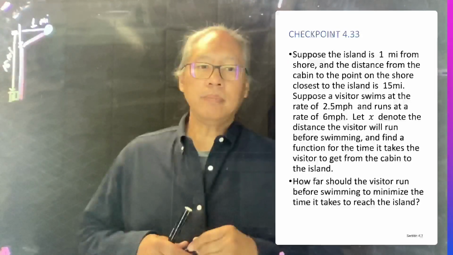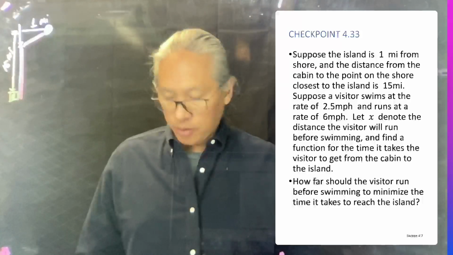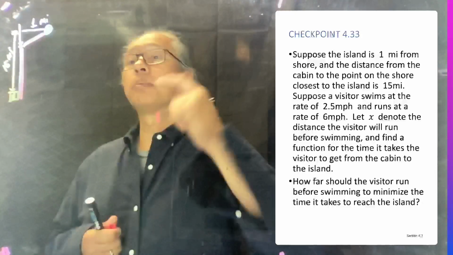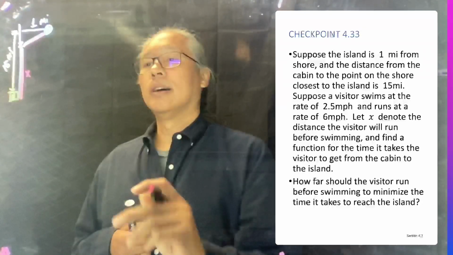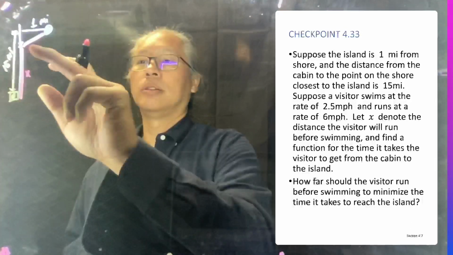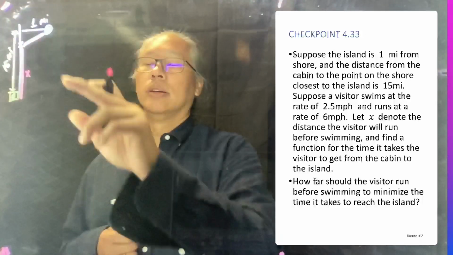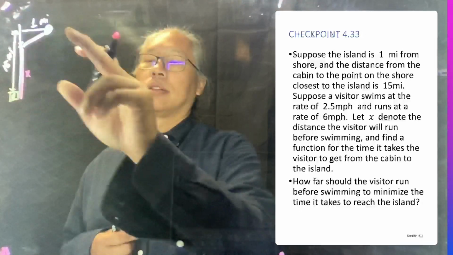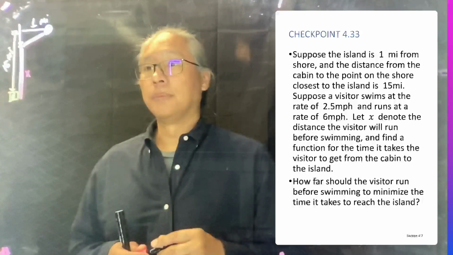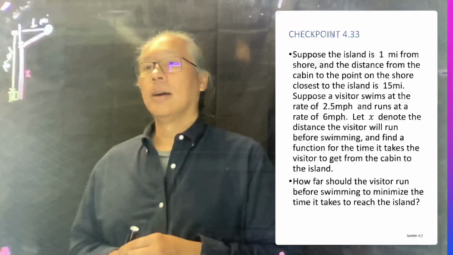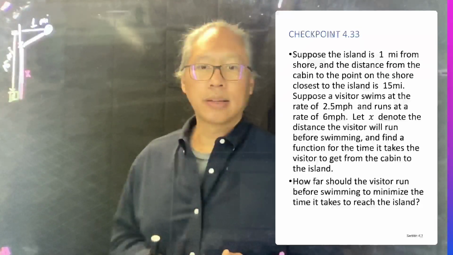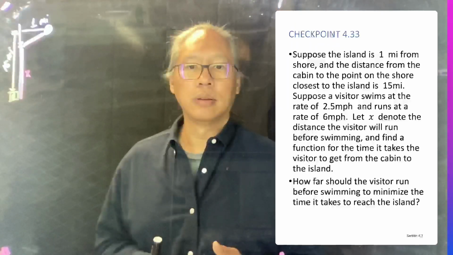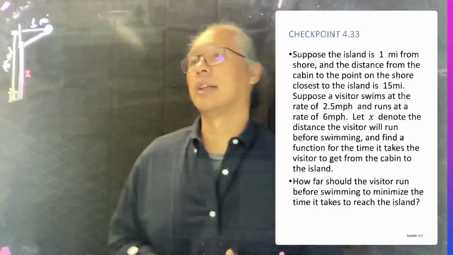All right. So what we're going to want to do is possibly designate this to be an X value. So let this be X distance from the cabin to the point on the shore where this person will stop and start swimming to get to the island. And then they want us to find the time that it takes for the visitor to get from the cabin to the island.